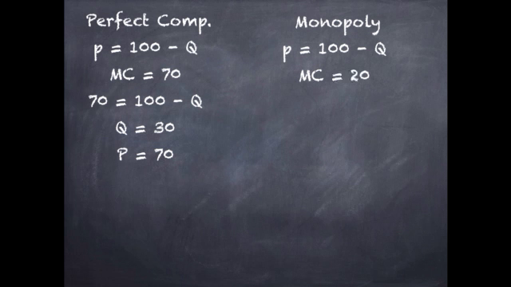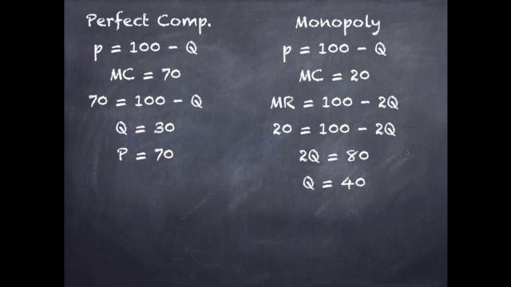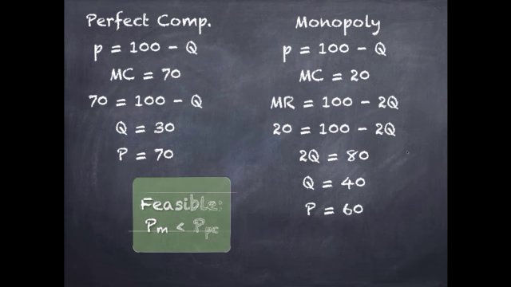So we still have the same inverse demand function, but marginal cost is now equal to 20. They've successfully developed this new process which significantly cuts marginal costs. The marginal revenue curve is going to be 100 minus 2Q using the rule that we've been using all semester. So if we set marginal cost and marginal revenue equal to one another, we have 20 is equal to 100 minus 2Q. So 2Q is equal to 80. That means Q is equal to 40 and price is equal to 60.